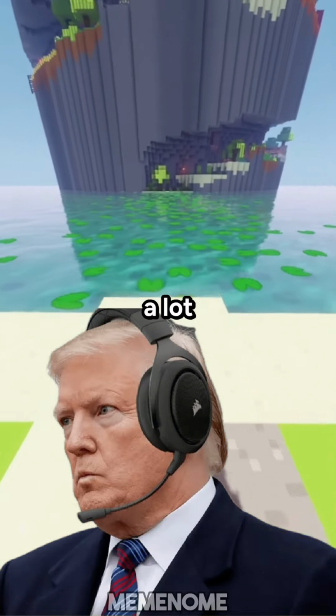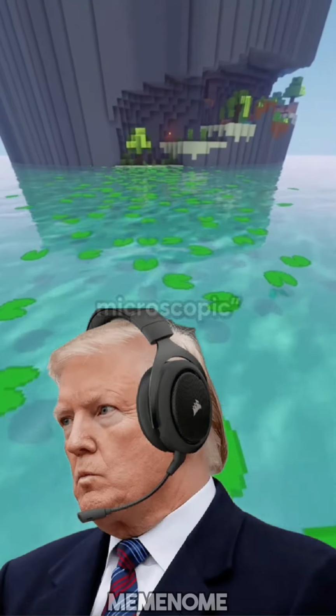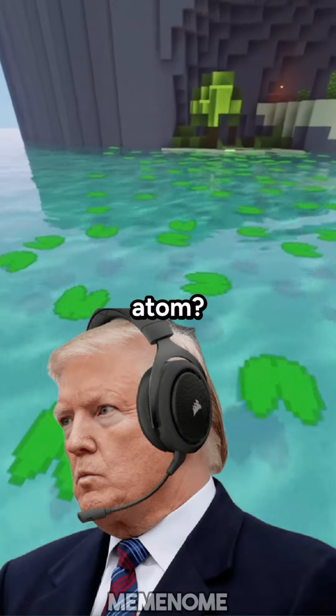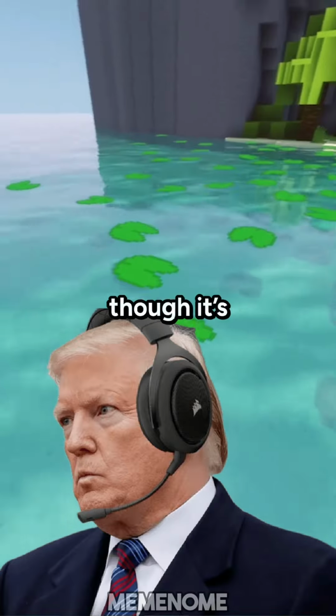You know, people talk a lot about atoms. They say tiny, tiny, microscopic, but nobody explains it like I do. So what is an atom? It's huge in importance, even though it's small.